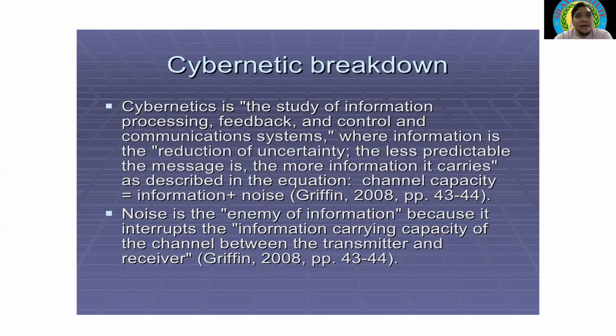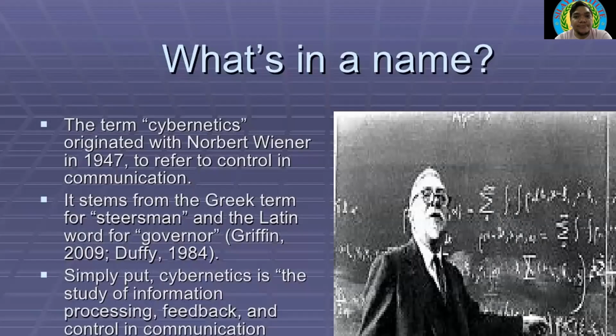For example, internet signals, the intermittent signals that we are facing, thunderstorms, heavy rains. Those are noises or uncertainties in communication cycles in the cybernetics breakdown. So noise is the enemy of information because it interrupts the information carrying capacity of the channel between the transmitter and the receiver. That's according to Griffin, 2008, in his book, pages 43 to 44.